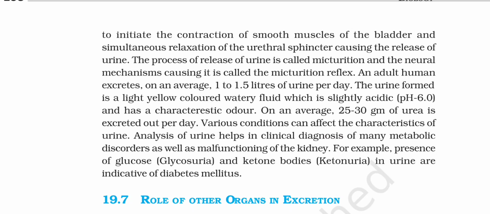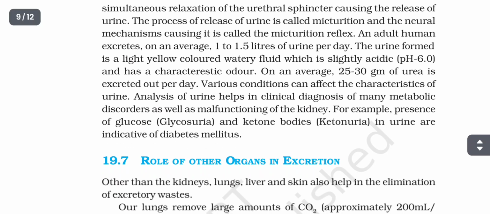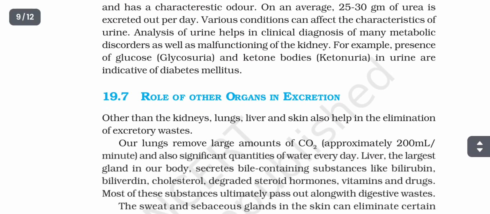An adult human excretes on an average 1 to 1.5 liters of urine per day. The urine formed is a light yellow colored watery fluid which is slightly acidic, pH 6, and has a characteristic odor. On an average, 25 to 30 grams of urea is excreted out per day. Various conditions can affect the characteristics of urine. Analysis of urine helps in clinical diagnosis of many metabolic disorders as well as malfunctioning of the kidney. For example, presence of glucose, glucosuria, and ketone bodies, ketonuria, in urine are indicative of diabetes mellitus.